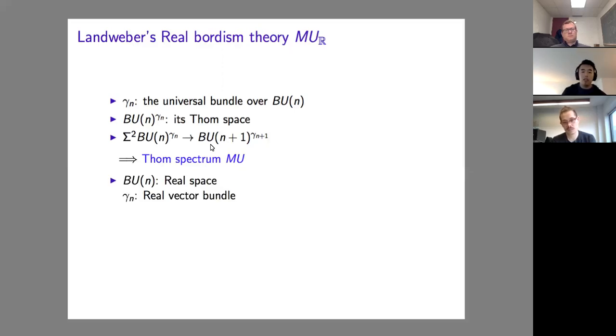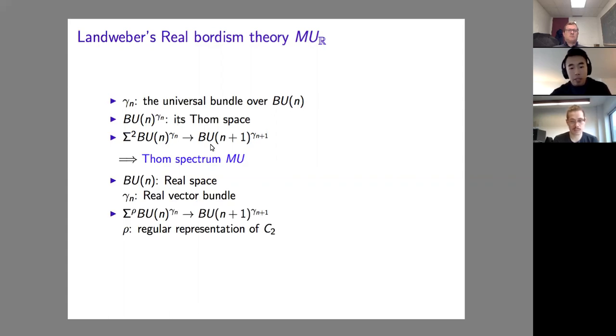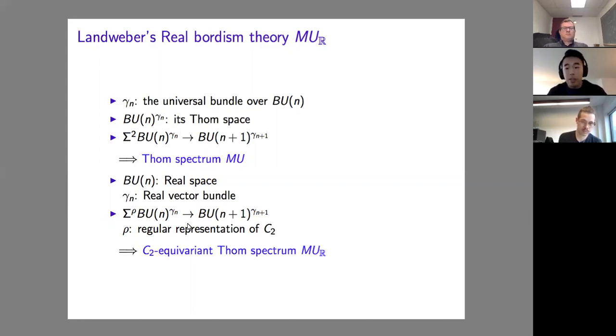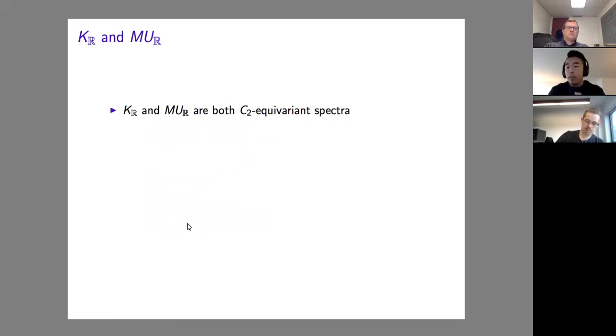Now, it turns out everything I said could be done C2 equivariantly. So BU(n) is actually a real space where the C2 action is coming from the complex conjugation action, and gamma n becomes a real vector bundle. And I can do a similar construction as before, take its Thom space. But now the classical map from the twofold suspension of the Thom space over BU(n) to the Thom space over BU(n+1) has a C2 equivariant lifting, and the 2 becomes a rho suspension. So rho is the regular representation of C2; the underlying dimension is 2. And this is a C2 equivariant map of real spaces. And I can piece all this information together, and that will give me a C2 equivariant spectrum called the real cobordism spectrum, MUR.